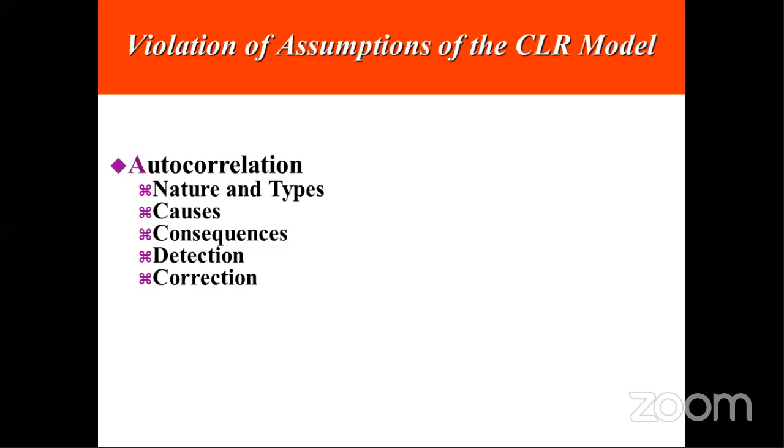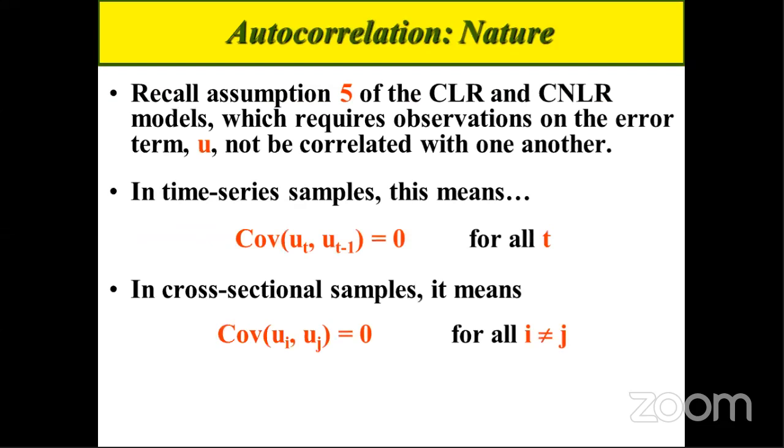Let us first take the first content, that is the nature and type of autocorrelation. As just mentioned, this is the fifth assumption in the classical linear regression model or classical normal linear regression model, which requires the observations on the error term, denoted as U, not to be correlated with one another. One important point to bear in mind: the phenomenon of correlation is not new to you, because you have studied that concept in statistics.